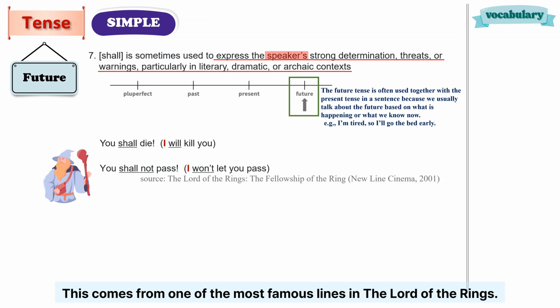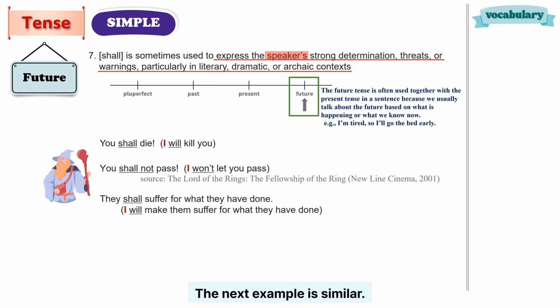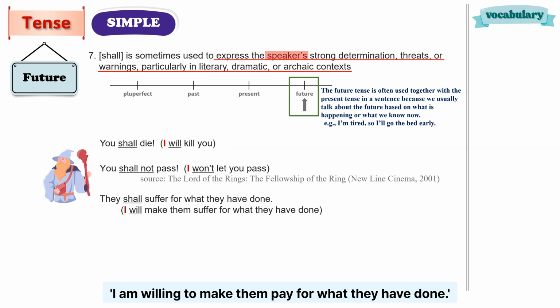This comes from one of the most famous lines in The Lord of the Rings. It doesn't simply mean you cannot pass, but rather, I will stop you, I shall not let you pass. It reflects the speaker's powerful resolve. The next example is similar. Regardless of the grammatical subject, the sentence powerfully expresses the speaker's strong determination. I am willing to make them pay for what they have done.